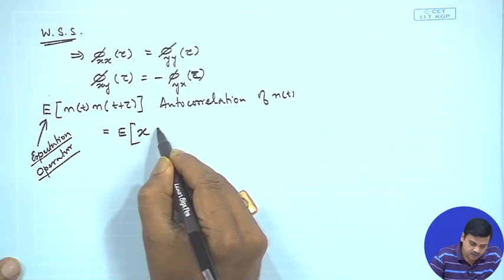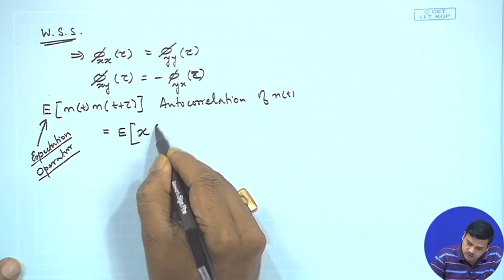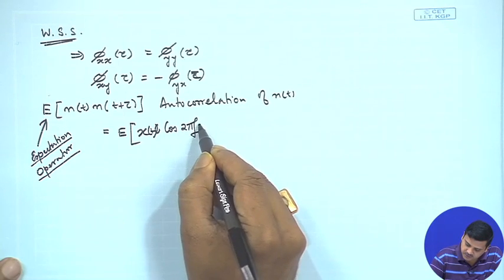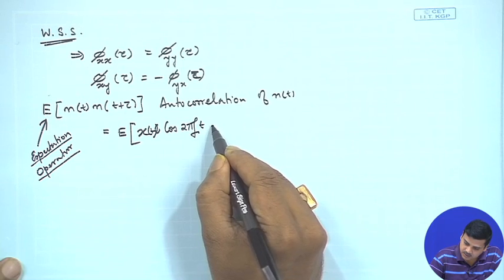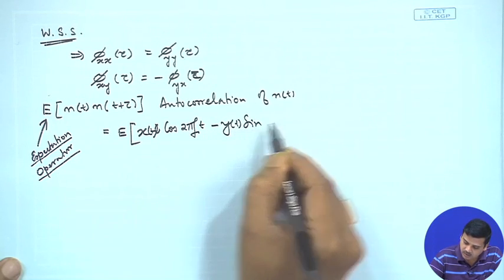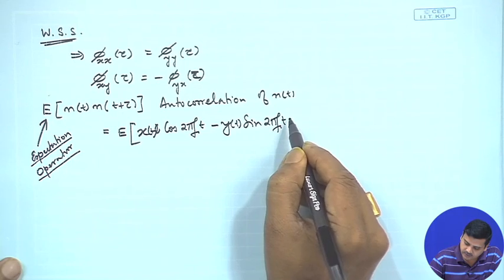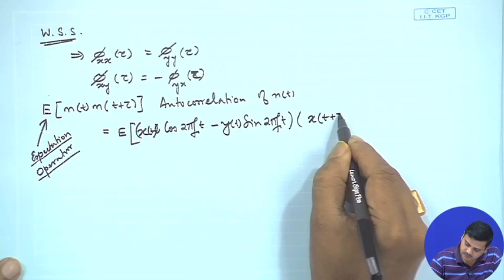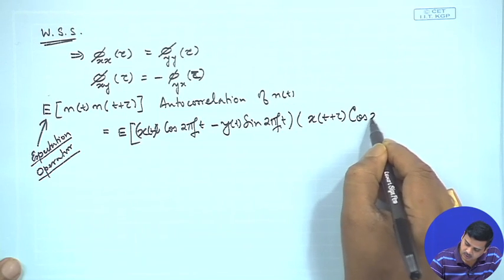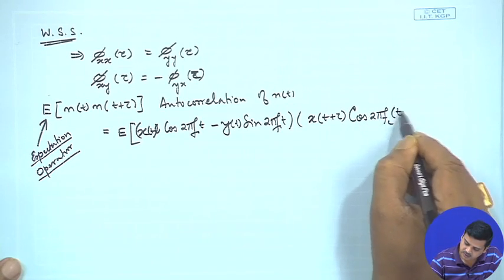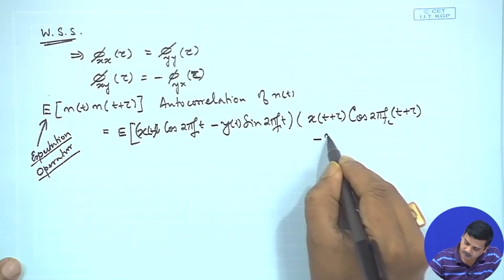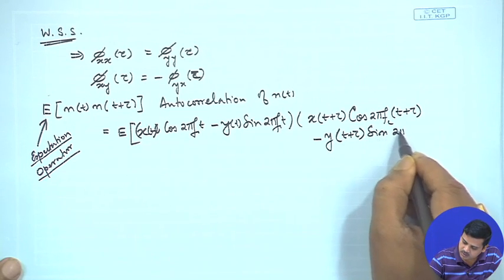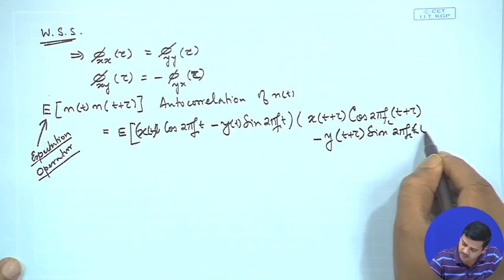So, we have x(t) cos 2 pi f_c t minus y(t) sin 2 pi f_c t, this is n(t), and we also have x(t plus tau) cos 2 pi f_c (t plus tau) minus y(t plus tau) sin 2 pi f_c (t plus tau).